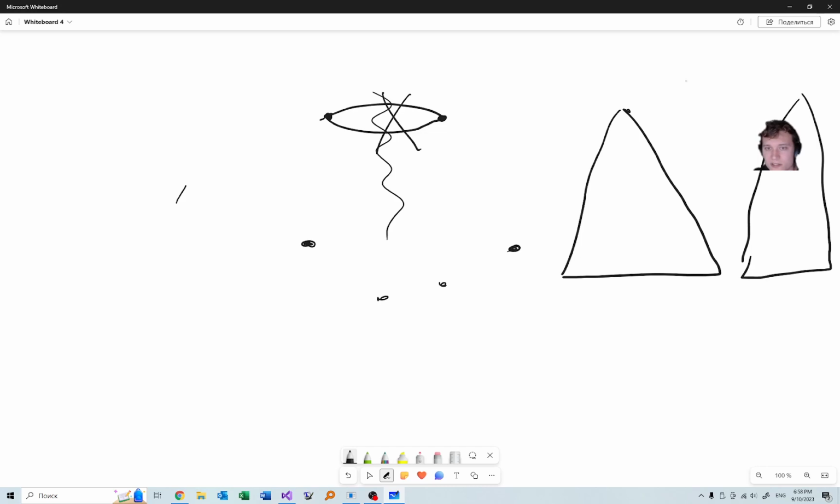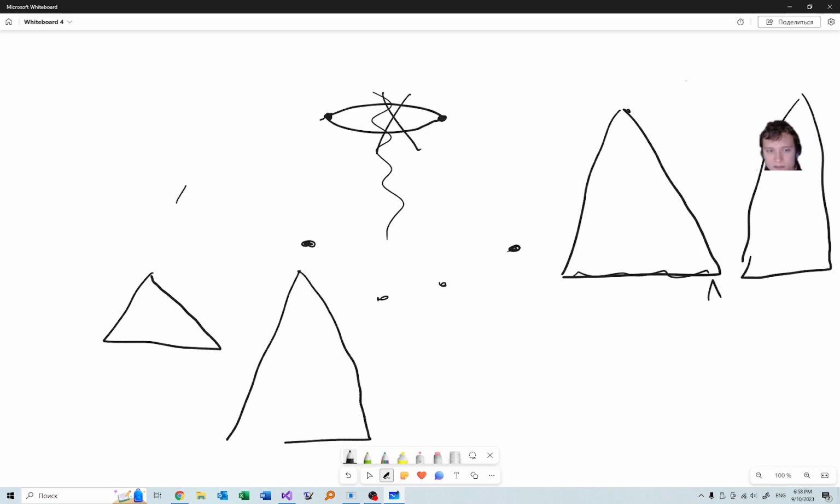So assume that this depth is lower than this depth. Okay, so I have a tree with low depth and a tree with high depth. First of all, let's assume that the delta is at least 2. In this case, I'm sure it is impossible.